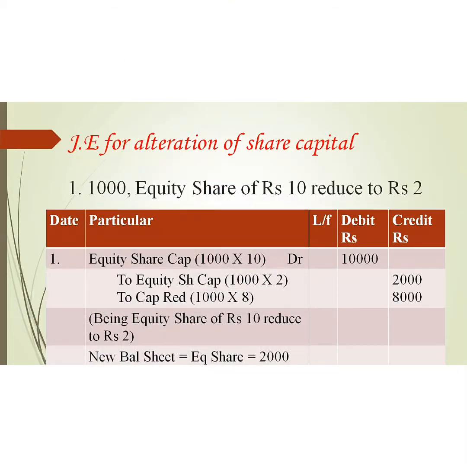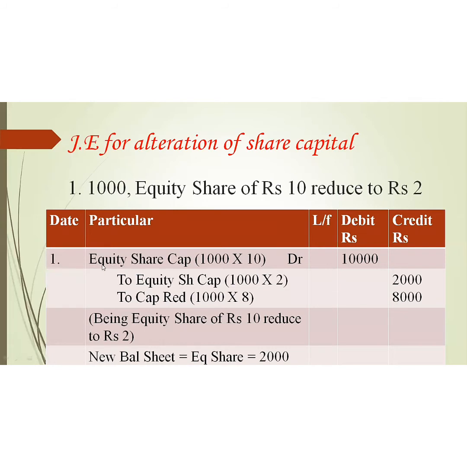First journal entry is for alteration of share capital. 1000 equity shares of rupees 10 reduced to rupees 2. So here the word is "to". What it means is that from 10 rupees, the price of the share has gone to 2 rupees.